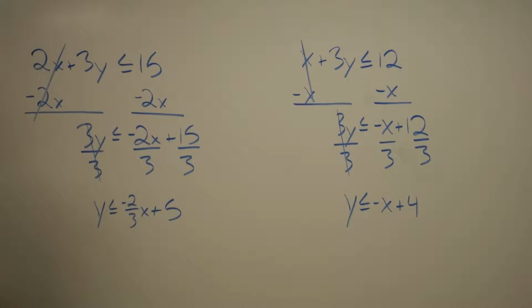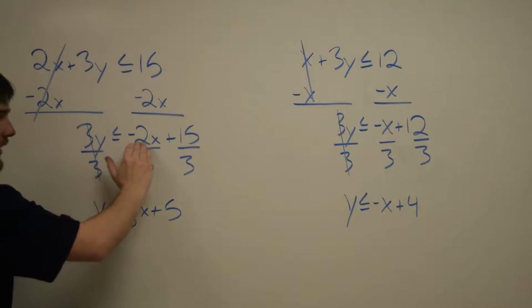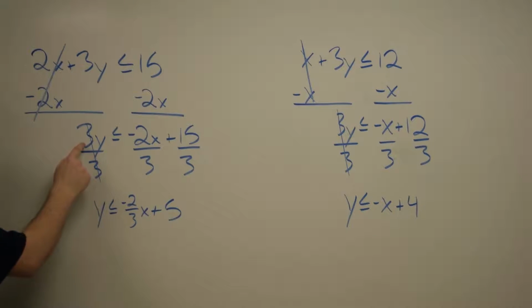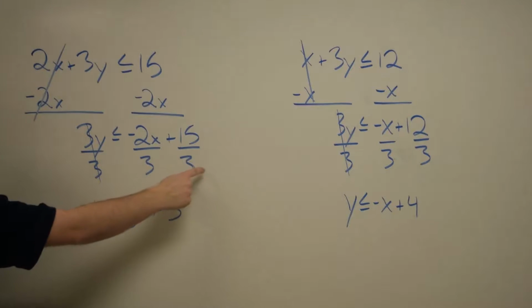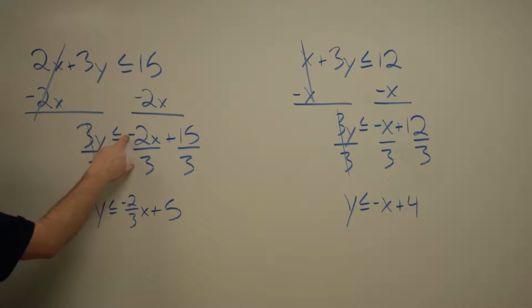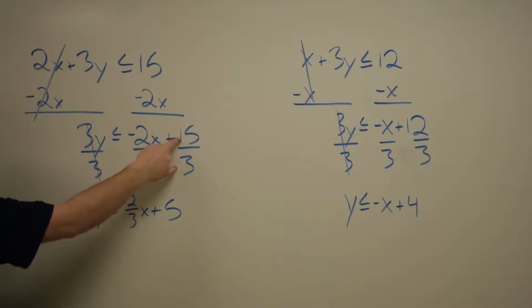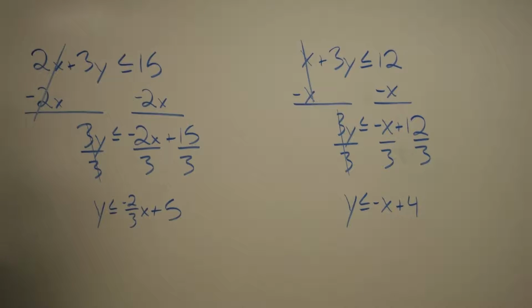Alright, for that third equation, need to subtract the 2x from both sides. It'll cancel out over here. Not like terms, negative 2x plus 15. Then we need to divide by 3. It'll cancel out there. You'll have negative 2 over 3 there. And 15 divided by 3 is 5.